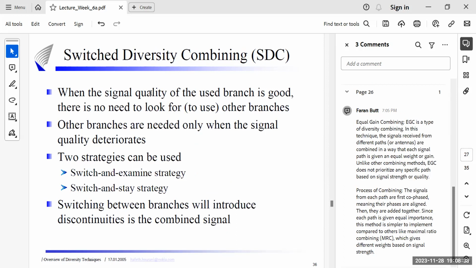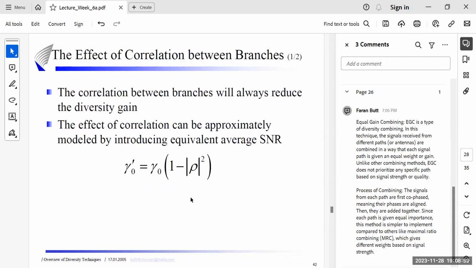Two strategies are usually used. One is the switch and examine strategy, that is, you switch and then examine. And the other is switch and stay, right? First of all, you switch and then you examine, and if you feel that the quality is okay, you stay on that. You don't need to move on to the other branch.